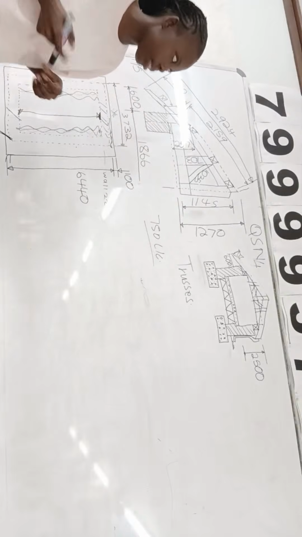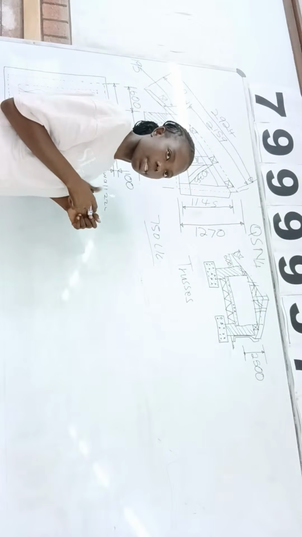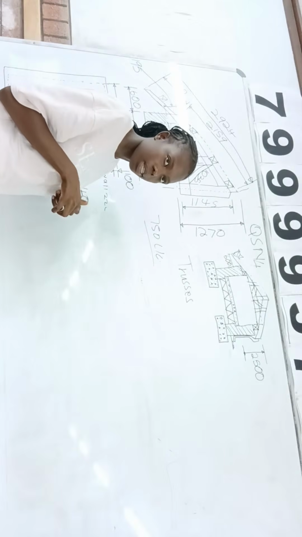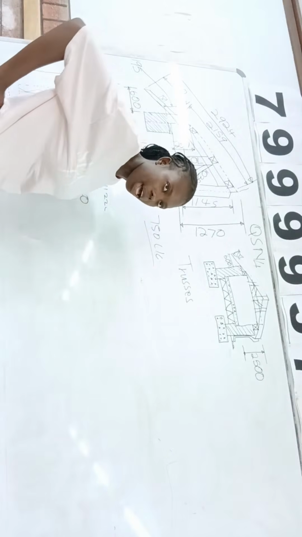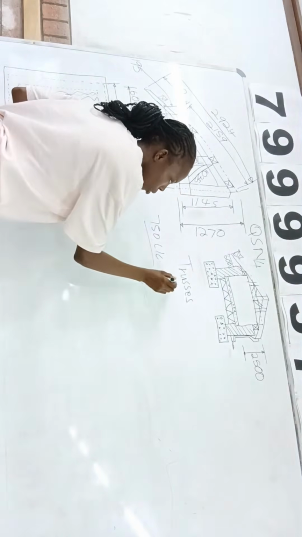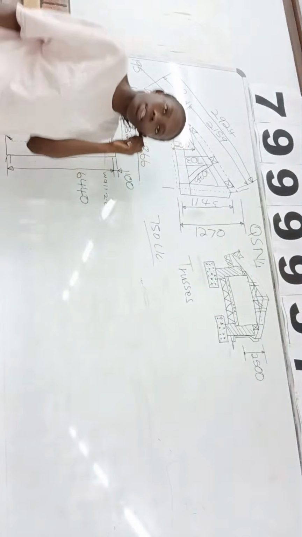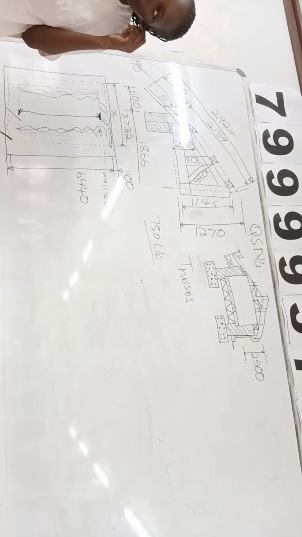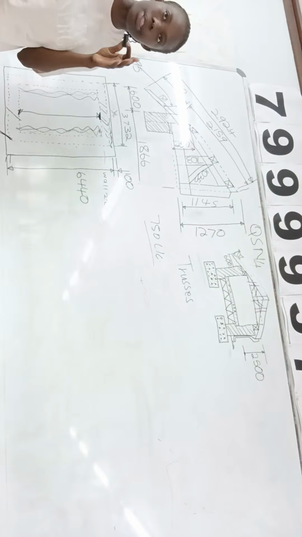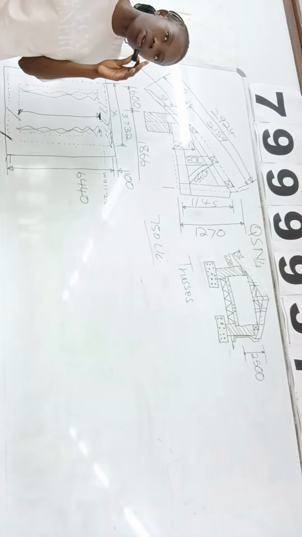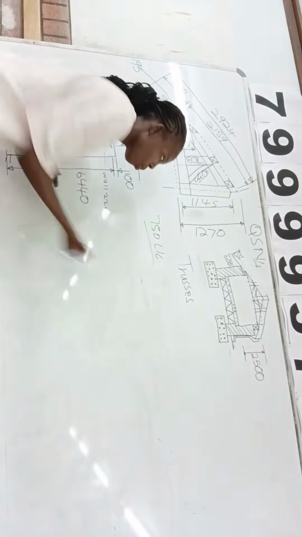So trusses, we need to calculate what? What's the first thing that we need to calculate under trusses? The number of trusses, I guess. So for the number of trusses, how are we going to calculate it? What do you remember? First things first, are we going to use internal length or external length? Internal, right?